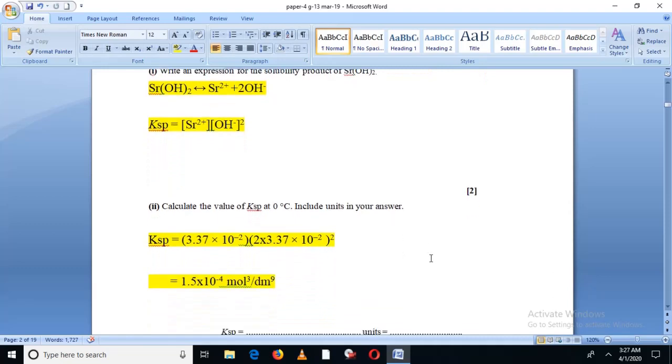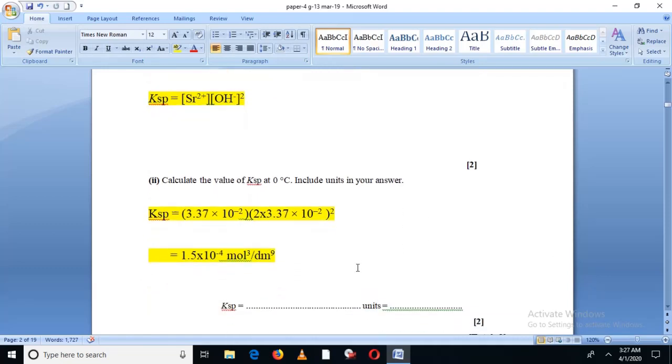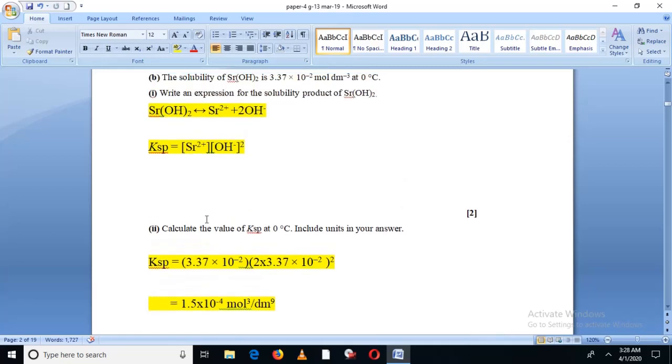Now part B, subpart 2, the examiner is asking, calculate the value of Ksp at 0 degrees Celsius, include units in your answer. So this part is comprising of two parts. One is about the value of Ksp and the second part is comprising of the units. So for the calculation of the Ksp, you just have to write the concentration of strontium ion that is equivalent to strontium hydroxide, as their molar ratio in the equation is 1:1.